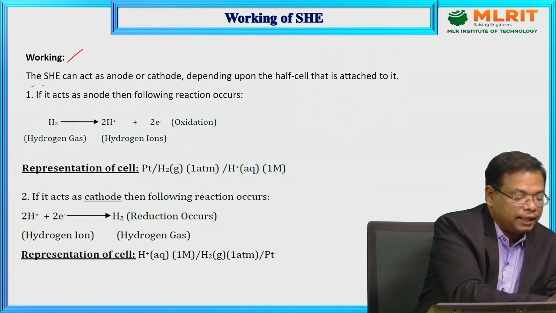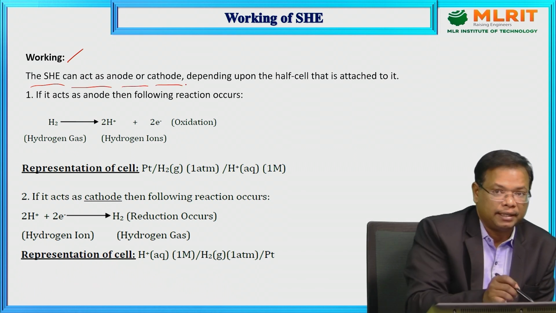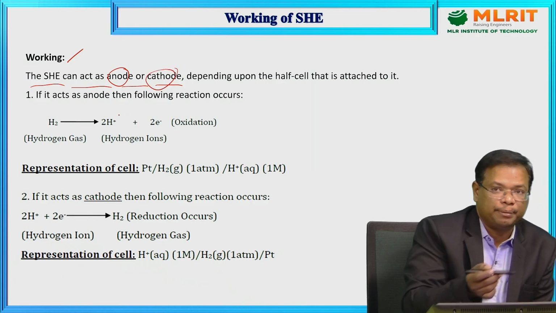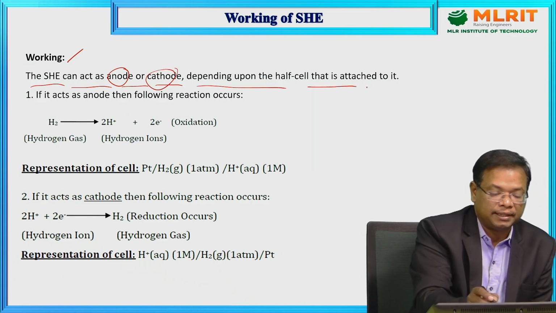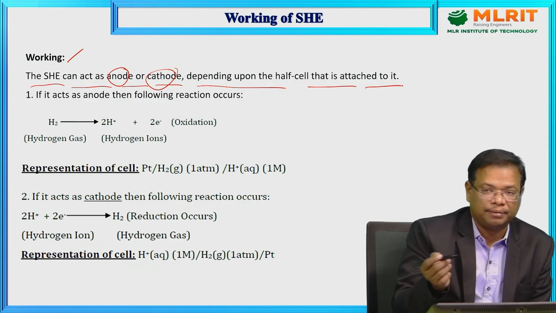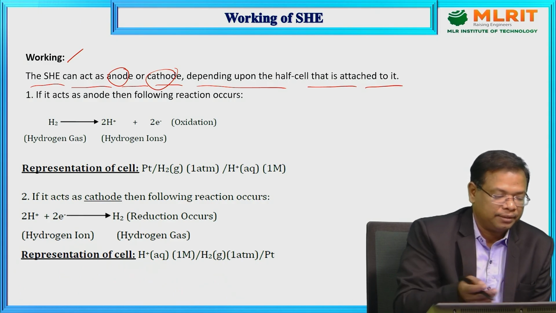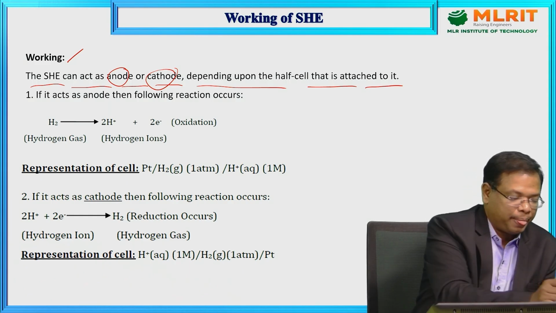Working. The SHE, standard hydrogen electrode, can act as either an anode or a cathode. It depends upon the half cell that is attached to it. If you attach a cathode, it will act as an anode. If you attach an anode, it will act as a cathode.